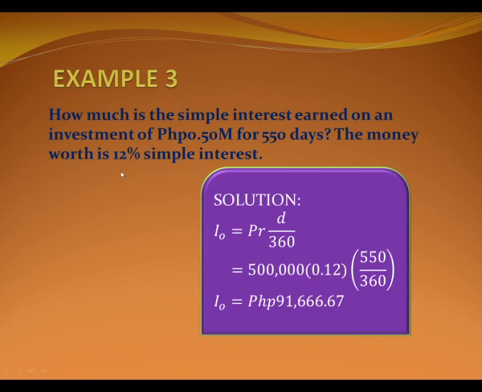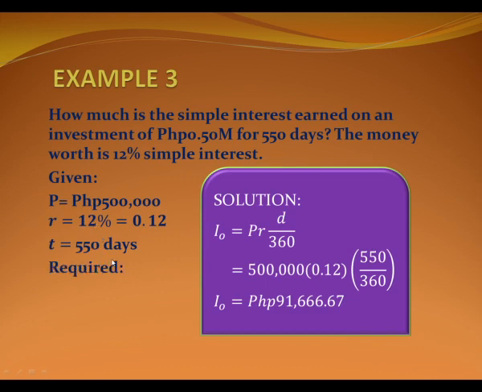So we always consider the ordinary if it is not indicated in the problem. We can only find the exact interest if it is indicated in the problem, meaning to say it is a given condition in the problem. The money is worth 12% simple interest. So identifying the given, we consider that the investment is the P, which is $500,000, or we just simply consider it as 500,000. The interest rate is 12%, and then the period of transaction is a number of days, 550 days.